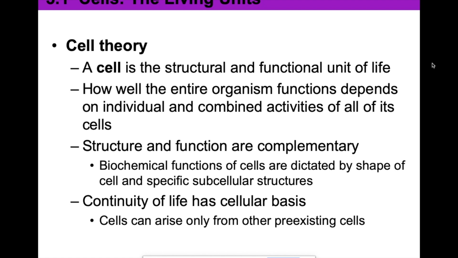The structure and function are complementary. So like we said, the structure dictates the function. This is a common theme in anatomy and physiology. Very true here. We have cells that have a large variety of shapes, sizes, and functions as well.